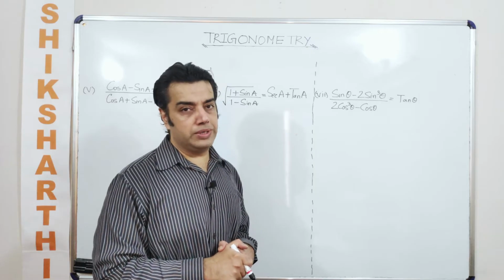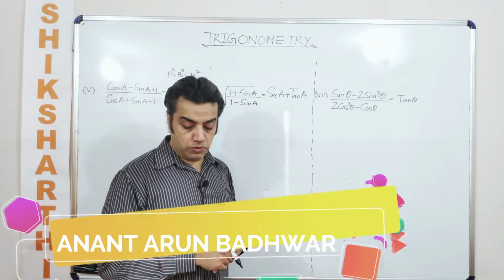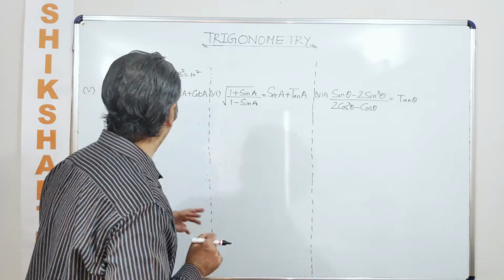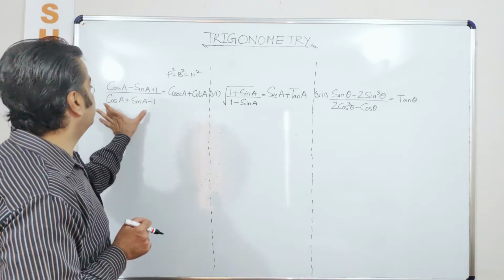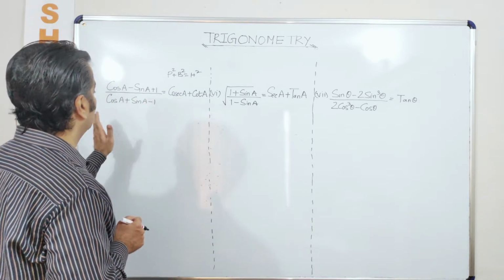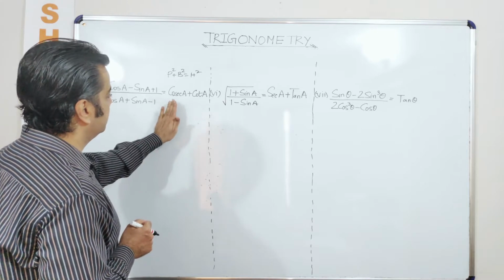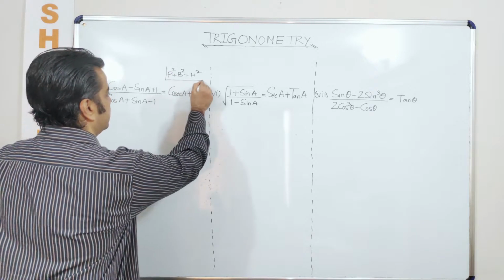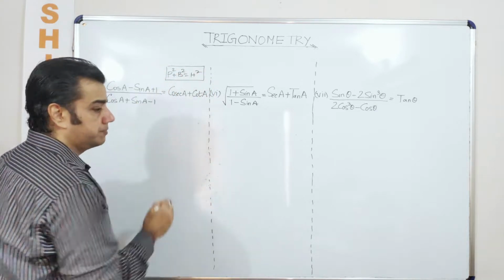Let's talk about question number 5. Question number 5, subpart 5, asks you to prove (cos A minus sin A plus 1) divided by (cos A plus sin A minus 1) is equal to cosec A plus cot A. And this is just written for the sake of reference, Pythagoras theorem.